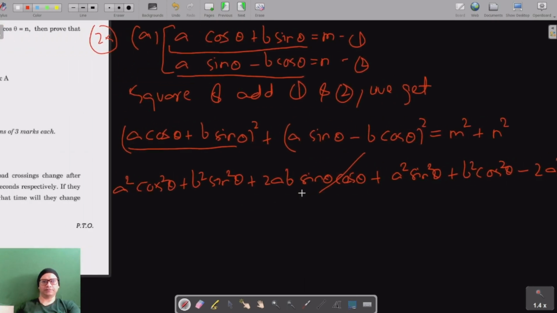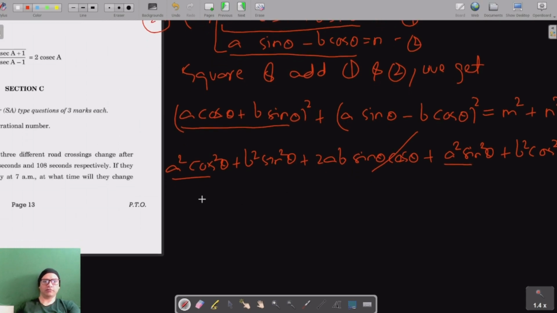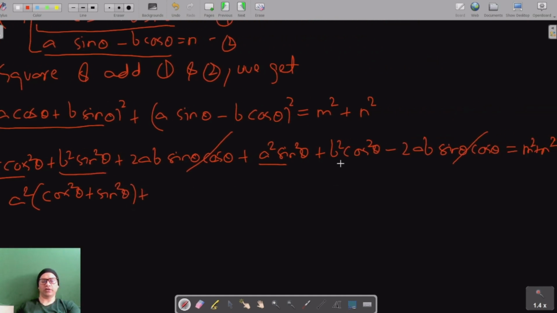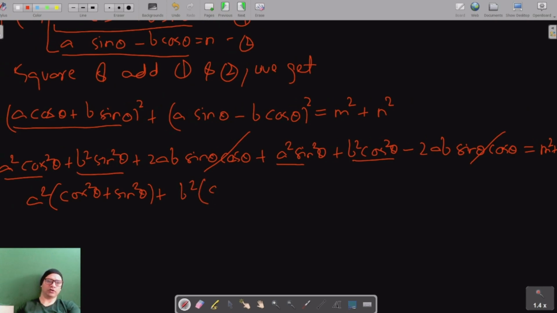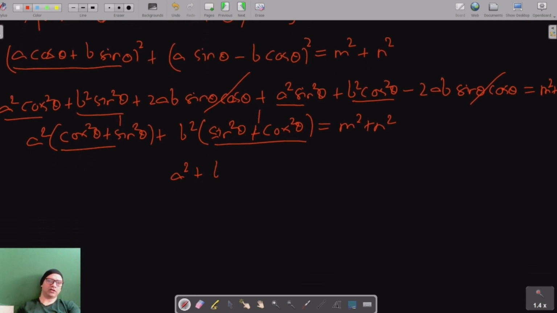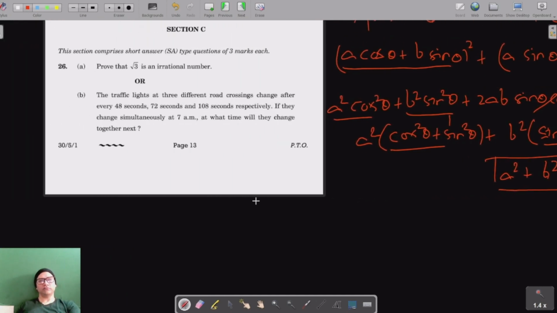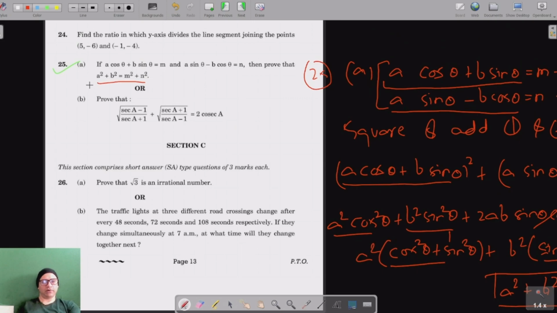Now this gets cancelled. For this, a square is common, so we have a square into cos square theta plus sine square theta, and b square sine square theta plus b square cos square theta. This is b square into sine square theta plus cos square theta, which is equal to m square plus n square. Now sine square theta plus cos square theta is 1. And finally, we get a square plus b square is equal to m square plus n square. Okay, this is part A that we have proved.